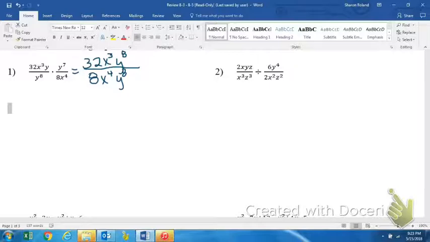Okay, so 32 divided by 8 is 4. They both, 32 and 8, divide by 8. So 32 divided by 8 is 4. That goes on the top. 8 divided by 8 is 1. It stays on the bottom.